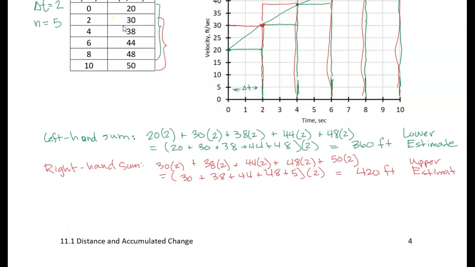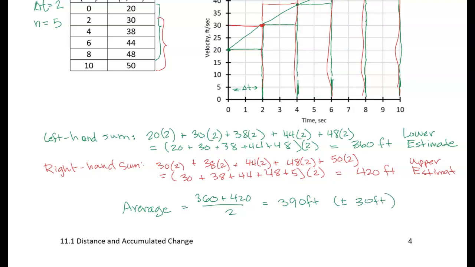So one thing we can do to get a little better estimate is just average these two. So if we just take the average of these two estimates, we get 360 plus 420 over 2, which gives us 390 feet. So we could estimate this as 390 feet. And you can see that there's also a 60-foot difference between the upper and lower.